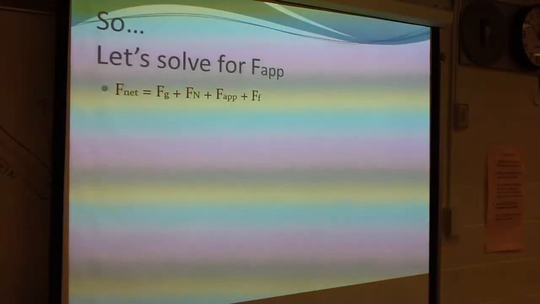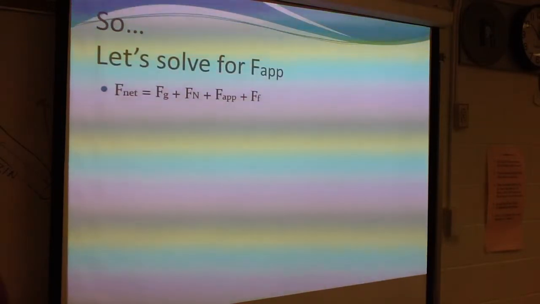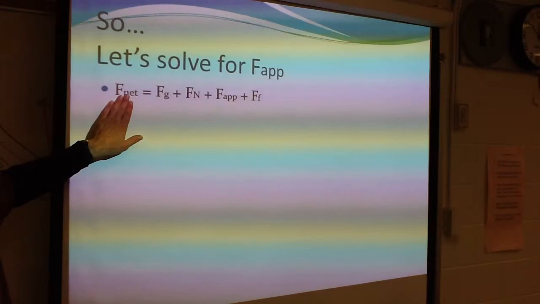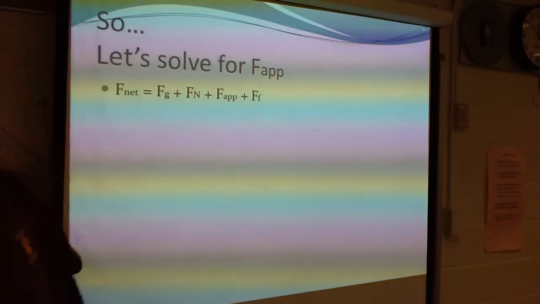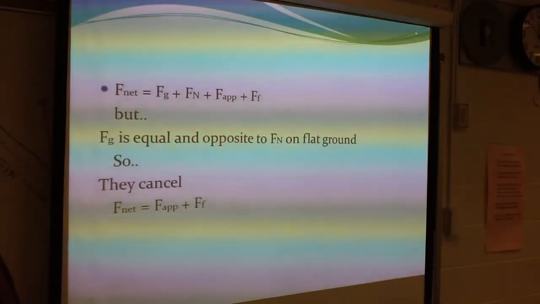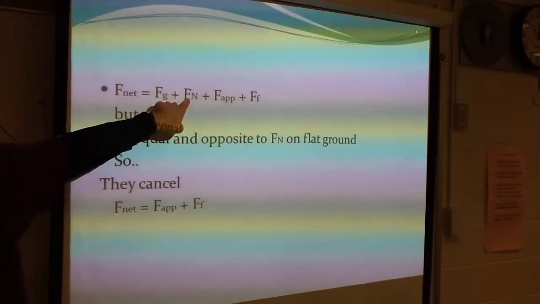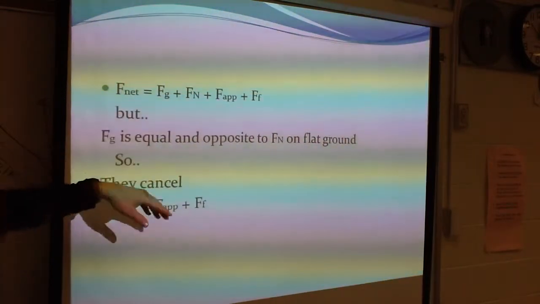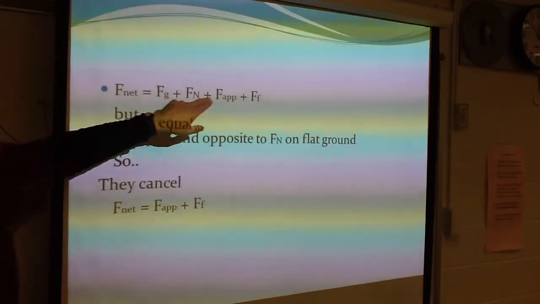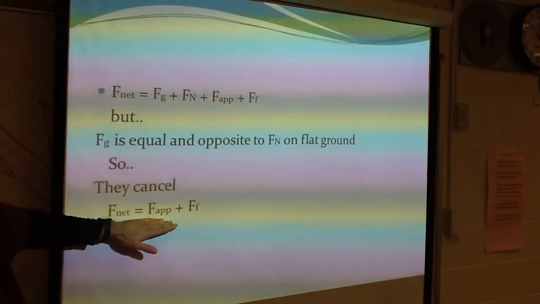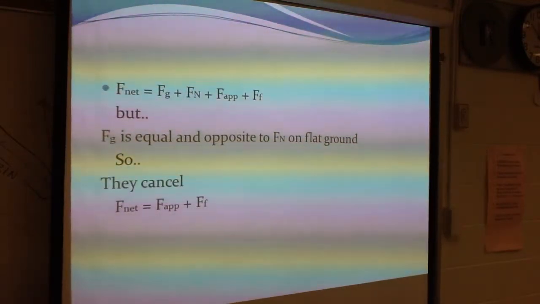Now, I'm going to go through this kind of quick, and if you're watching the video, you can go back and slow it down. But basically what I do is I say the net force is each of the forces added together. But the force of gravity is equal and opposite to the normal force. So they cancel out, and now you're just left with net force, applied, and friction. That's this line right here. Net force is equal to the applied and the friction.